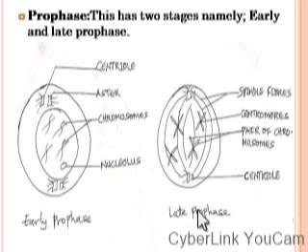Then let us look at the processes that take place at the late prophase. At late prophase, the nuclear membrane or nuclear envelope disappears completely to allow the mixing up of nuclear and cytoplasmic materials.